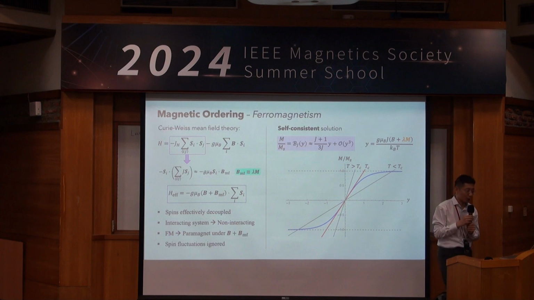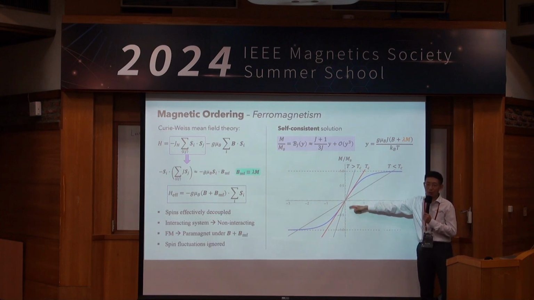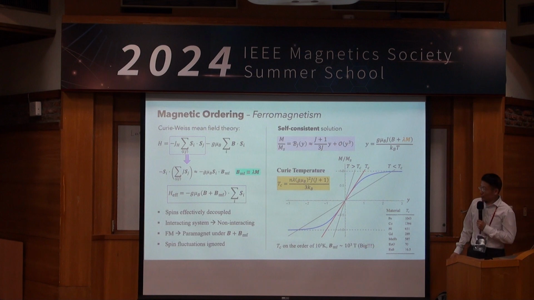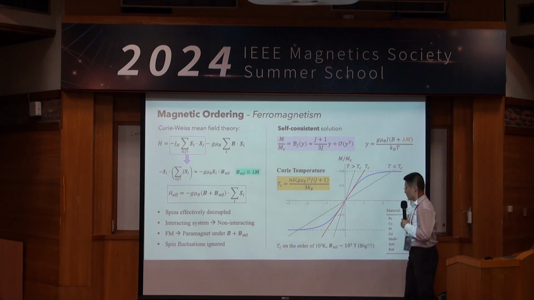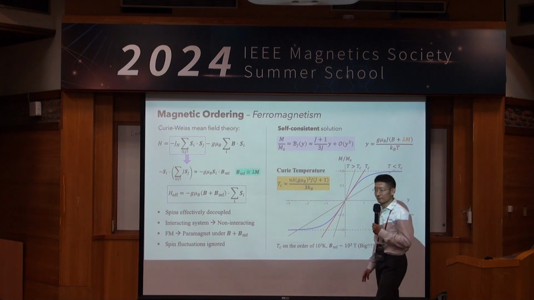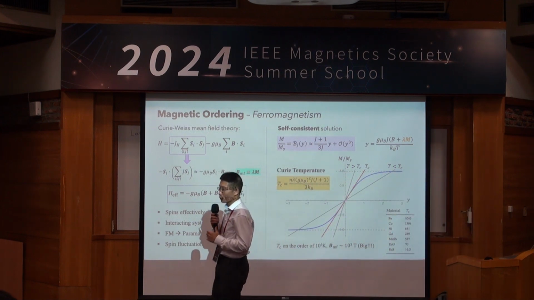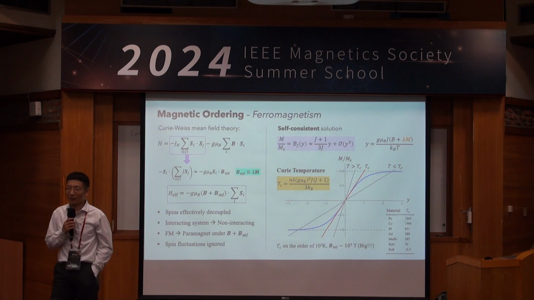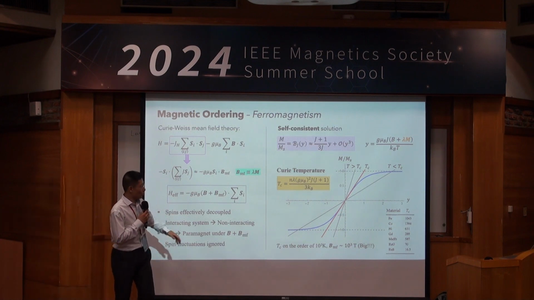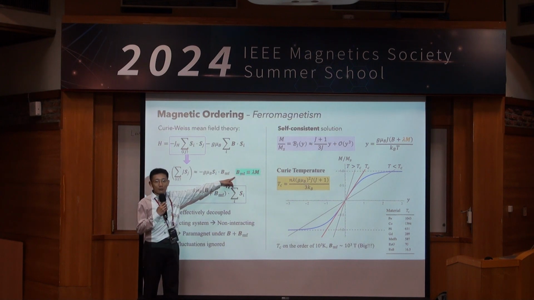spontaneous ferromagnetic ordering. That transition temperature is known as the Curie temperature. The Curie temperature in transition metals is typically very high. It's on the order of a few hundred to even 1,000 Kelvin. It's way above room temperature. And that is directly attributed to the large value of the mean field.